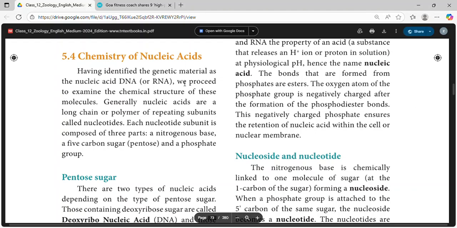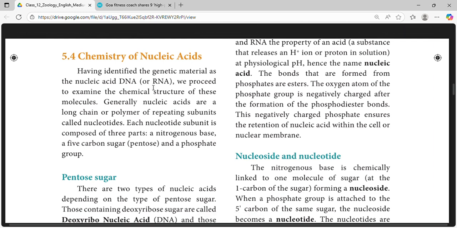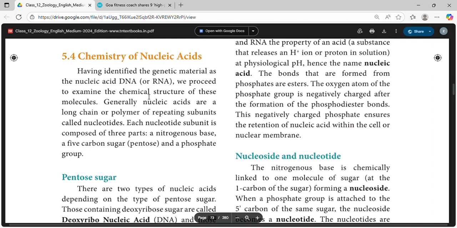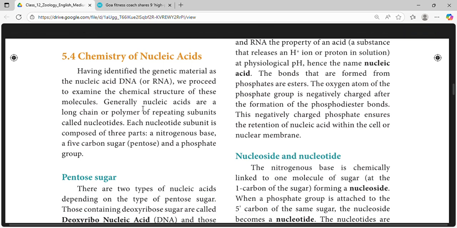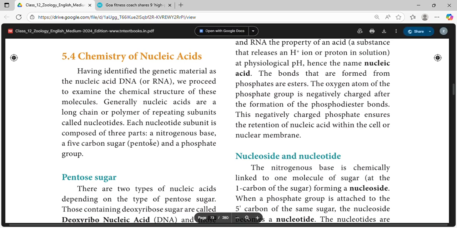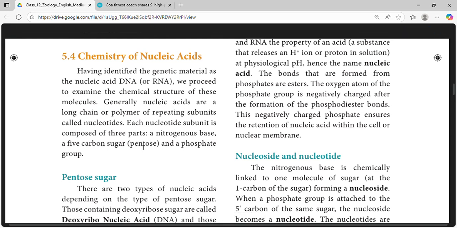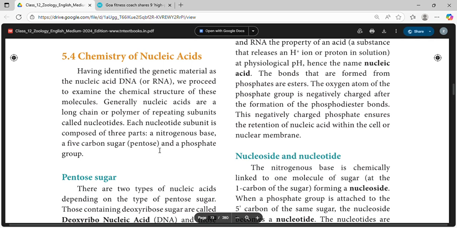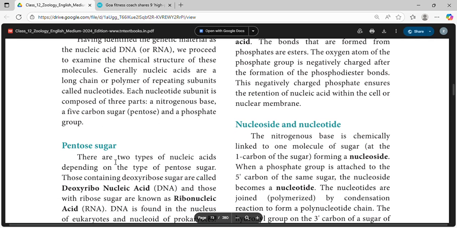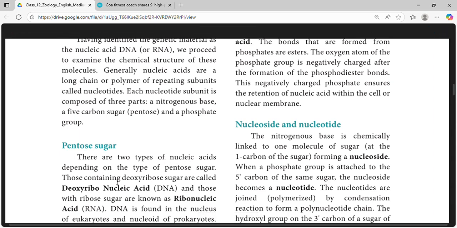Having identified the genetic material as the nucleic acid DNA or RNA, we proceed to examine the chemical structure of these molecules. Generally, the nucleic acids are a long chain or polymer of repeating subunits called nucleotides. Each nucleotide subunit is composed of three parts: a nitrogenous base, a 5-carbon sugar (pentose), and a phosphate group. There are two types of nucleic acids depending on the type of pentose sugar.